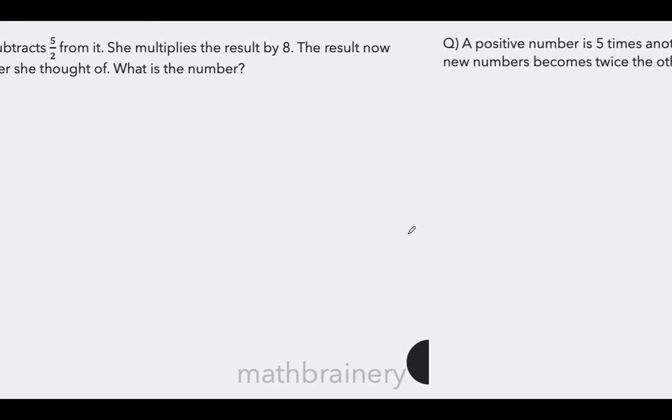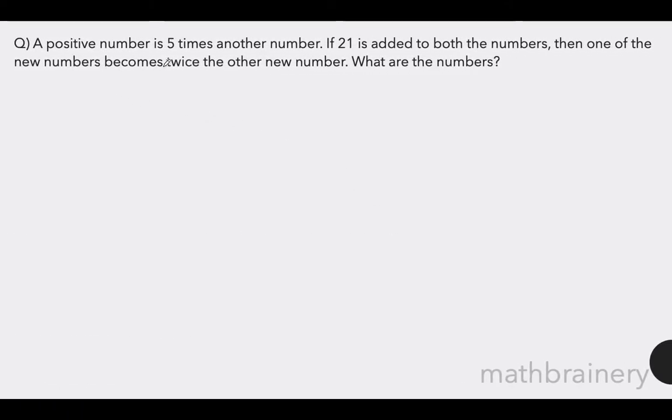Let's look at the next question. A positive number is 5 times another number. If 21 is added to both the numbers, then one of the new numbers becomes twice the other new number. What are the numbers? So, we have two positive numbers. If I assume one number as x, then according to the first condition, a positive number is 5 times another number. So, if one number is x, the other number must be 5 times of x, which is 5x. So, the two positive numbers that we will be considering are x and 5x.